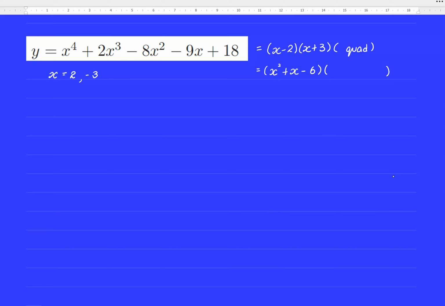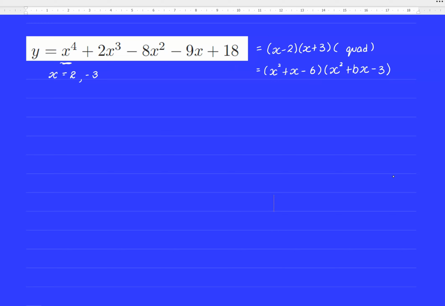Okay, so what would my quadratic be now? So x squared times what gives me x to the 4? Well, it has to be another x squared. We don't know what the middle term is. I do know what the last term is. It's got to be -6 times something gives me positive 18. So pretty confident that that has to be -3. Okay, double check. -6 times -3 does indeed give me positive 18.